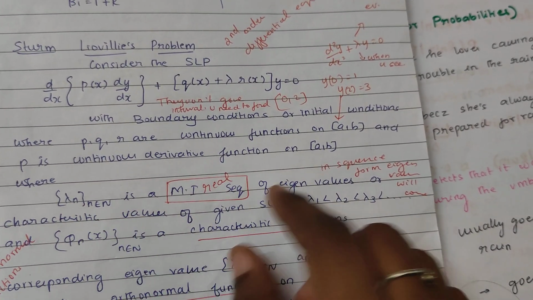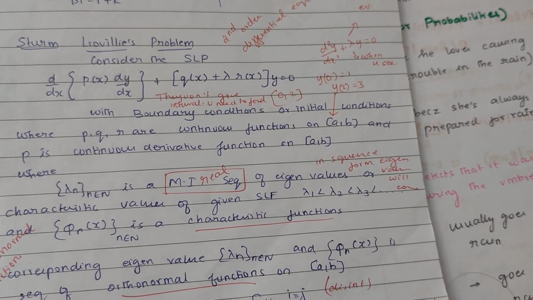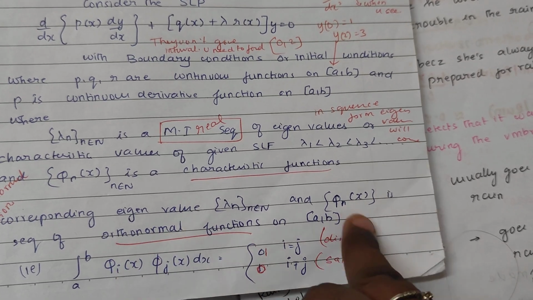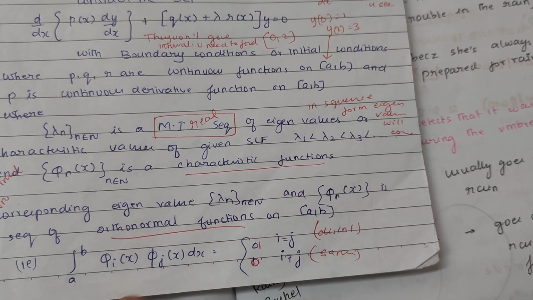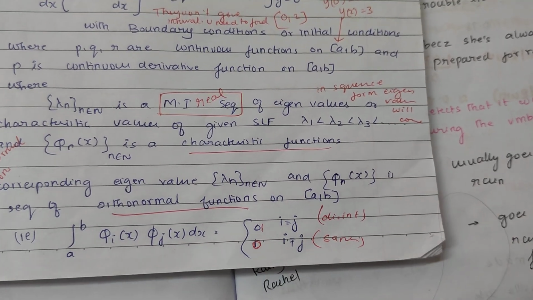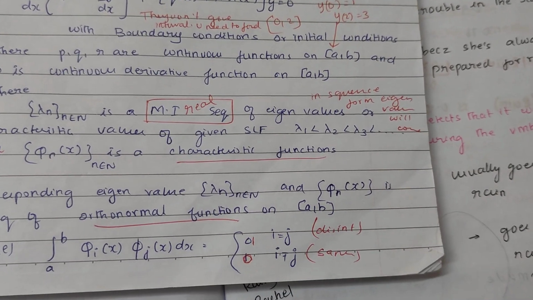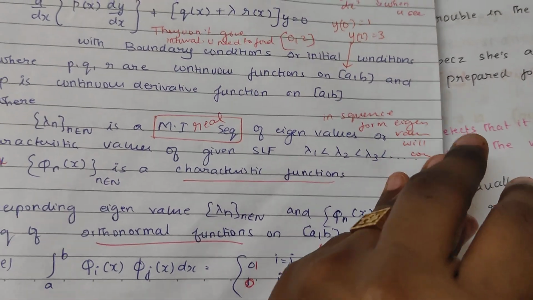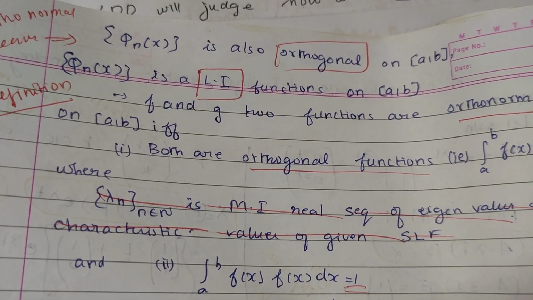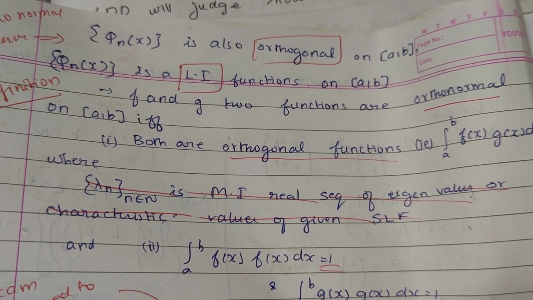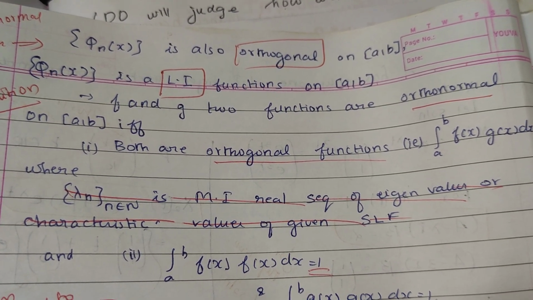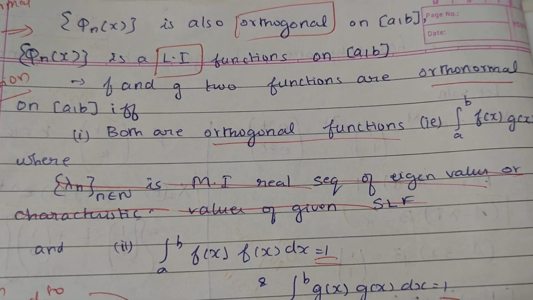Then lambda n is a monotonically increasing sequence of eigenvalues, and phi n of x is a characteristic function. And phi n of x is an orthonormal function. Orthonormal function means the integral over a to b of phi i of x into phi j of x dx is equal to 1 when i and j are equal, and equal to 0 when i and j are not equal. Then phi n of x is also orthogonal on a comma b, and phi n of x is a linearly independent function. Those are all linearly independent functions.